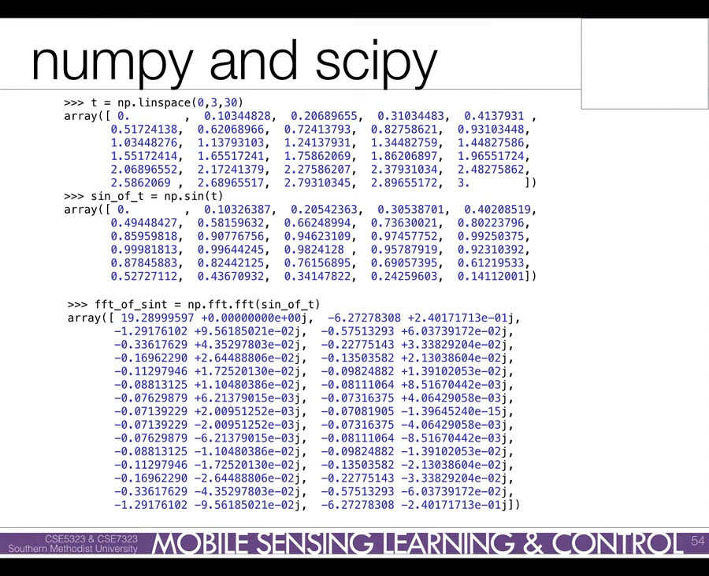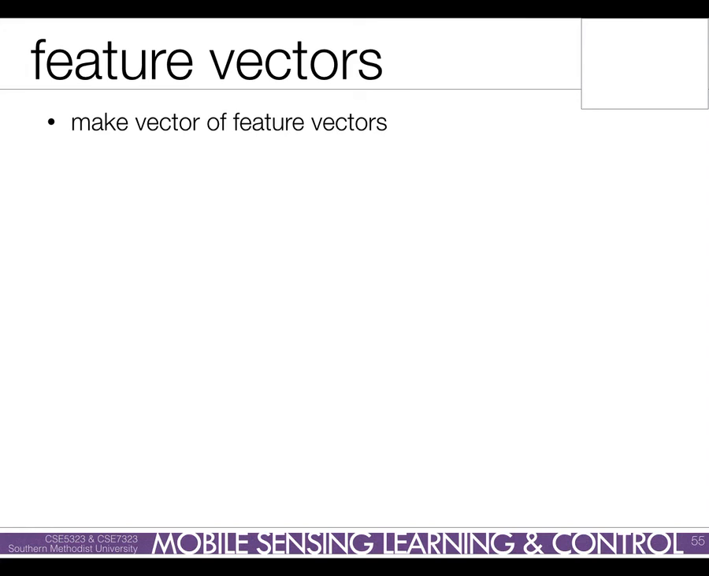I could also do this. I could say the FFT of sine_t is equal to np.fft of the sine of t, and it would give me the FFT of that array. Most of the things you can do in MATLAB, you can also do in NumPy, at least for matrix operations. We are going to be using NumPy for feature vectors, so that's all we're really going to talk about with NumPy. I just wanted to give you a flavor of how to index into those arrays.